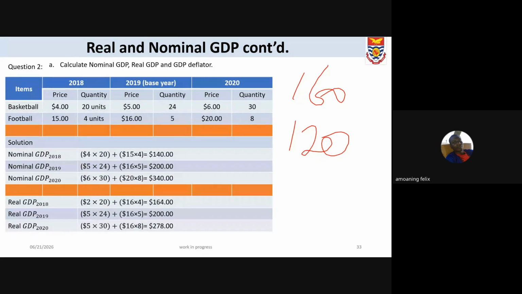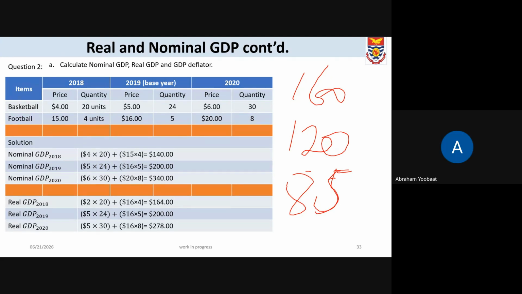What if you are getting a GDP deflator of 85? If your GDP deflator is 85, it tells you that your inflation is going to be what? Negative 15%. Is it okay? Am I making some sense here?